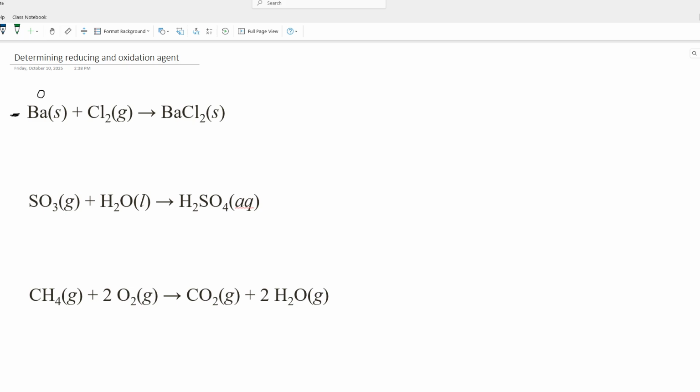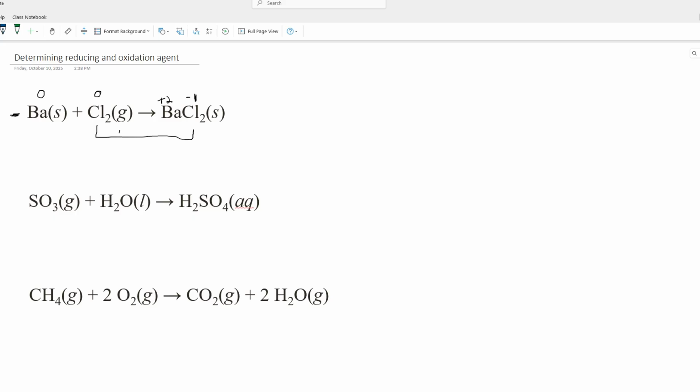Chlorine by itself has to be a 0. That is an element by itself, and those are the rules. The chloride ion, this is an ionic compound, the chloride ion has to be a -1, and that makes barium a +2. Those are the charges of the ions in that ionic compound. So what I do is I say, okay, chlorine goes from a 0 to a -1.